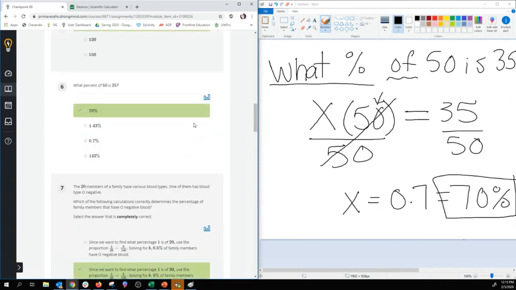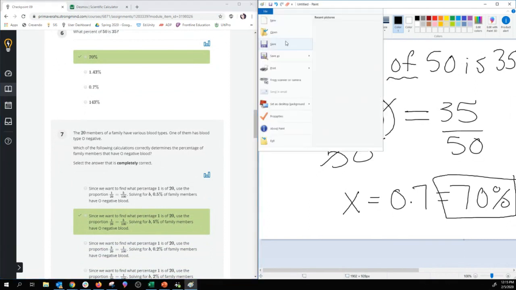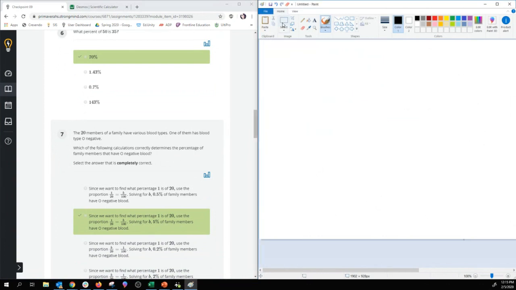All right, next question says the 20 members of a family have various blood types. One of them has blood type O negative. Which of the following calculations correctly determines the percentage of family members that have O negative? Select the answer that is completely correct.